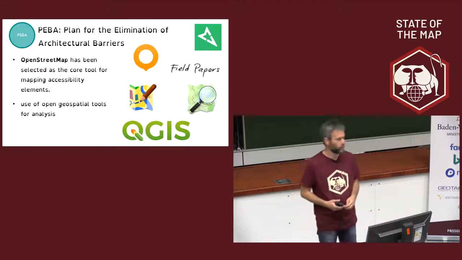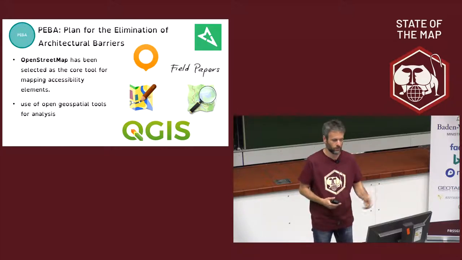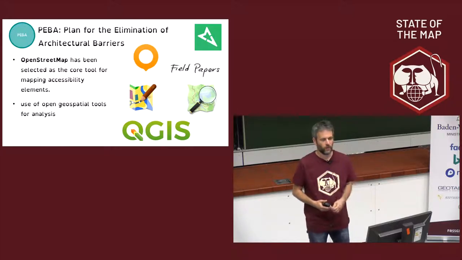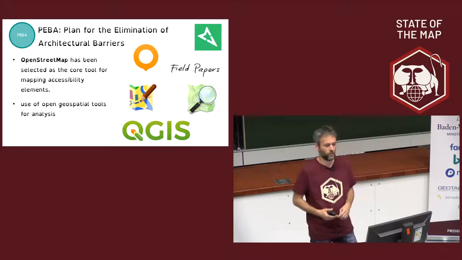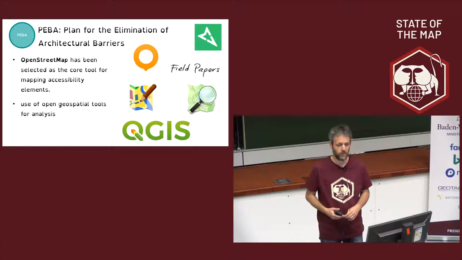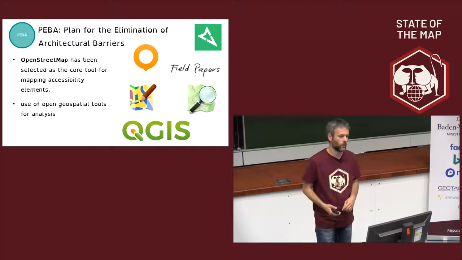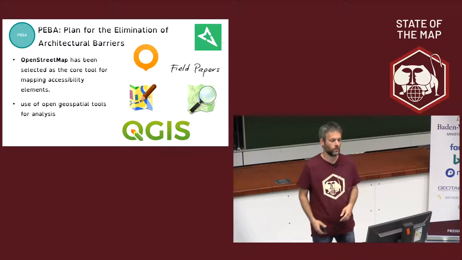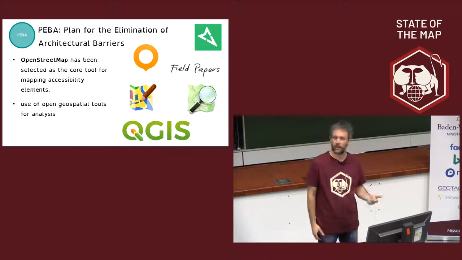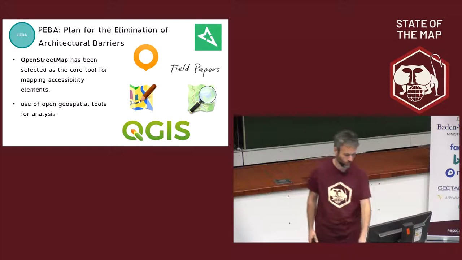We used open geospatial tools for analyzing and inputting data, starting from ground images through Mapillary, using Field Papers and the OsmAnd app for collecting information, and JOSM for editing, and OpenStreetMap plus QGIS for producing the final cartographic outputs of the project.